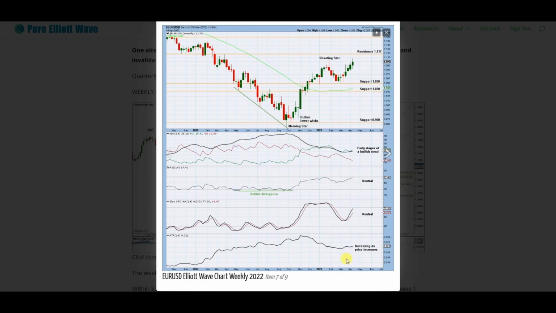Stochastics are neutral, and ATR is very slightly increasing as price rises, which is different than what we see on the daily chart. You can see the 200 moving average is rising with price. You'll see all the moving averages on the daily are bullish as well, and support below sits at 1.050 and 1.030. If price did reverse from this point, I'd expect support at that area.